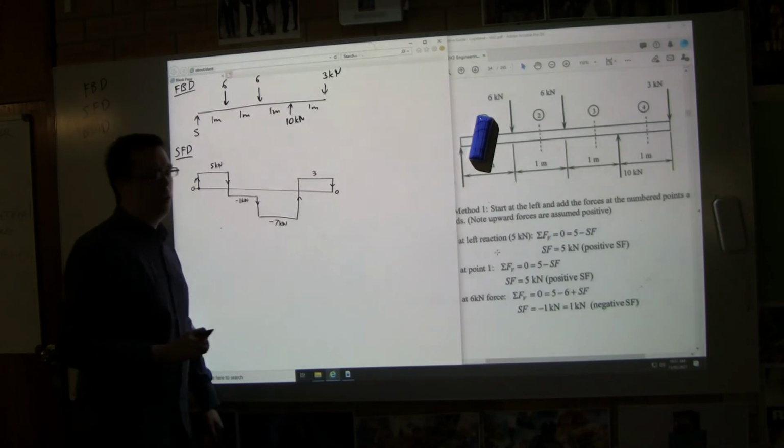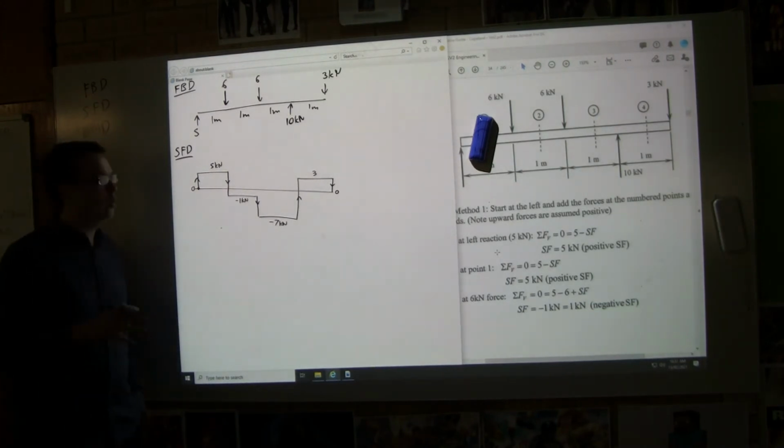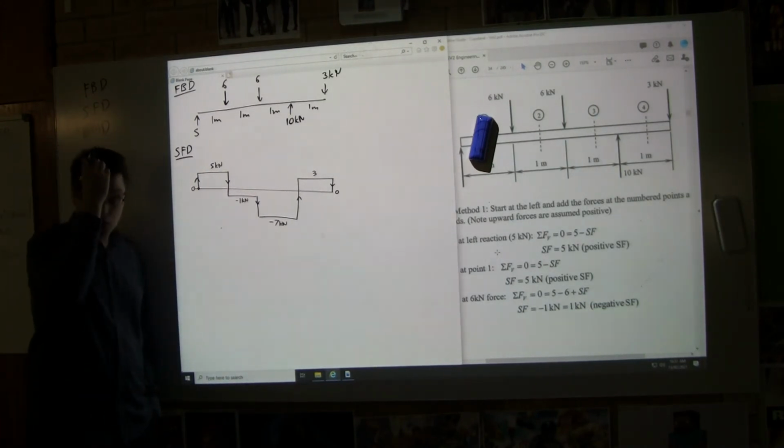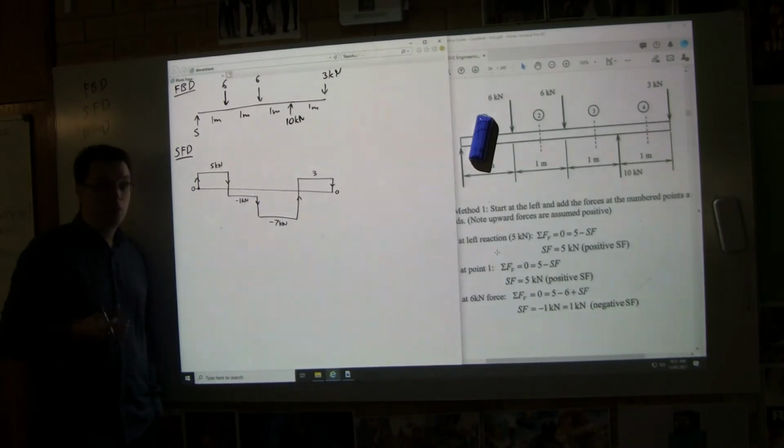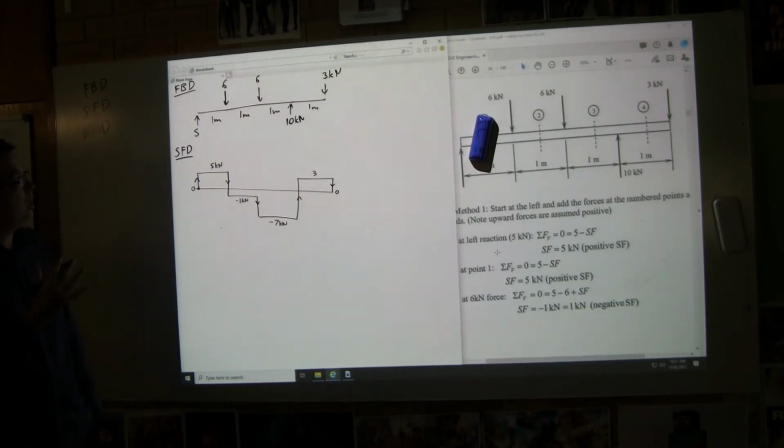Now, I don't know if it's even conceivable that there could be a situation where it doesn't start and finish at 0, but we're going to say at the HSC level, absolutely, it's always going to start and finish at 0. Okay, so that's our shear force diagram.